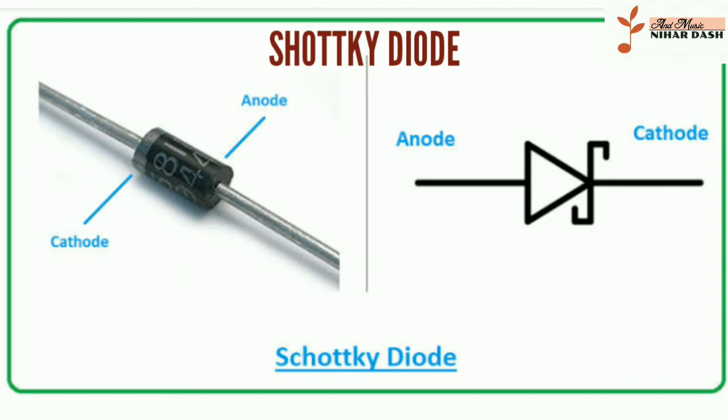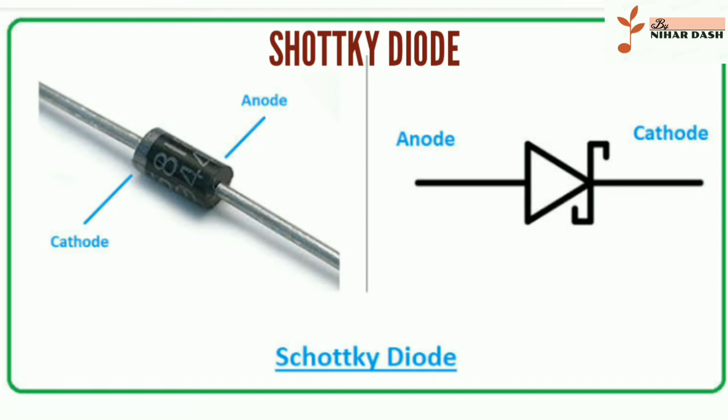Voltage loss or voltage drop is the amount of voltage wasted to turn on a diode. In silicon diode, 0.6 to 0.7 volts is wasted to turn on the diode, whereas in Schottky diode, 0.2 to 0.3 volts is wasted to turn on the diode. Therefore, the Schottky diode consumes less voltage to turn on.